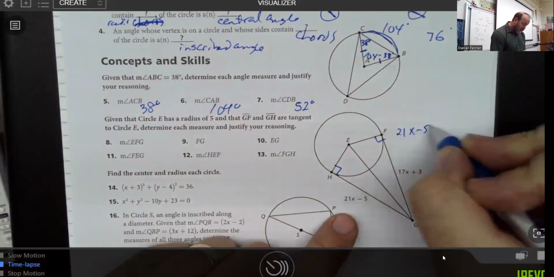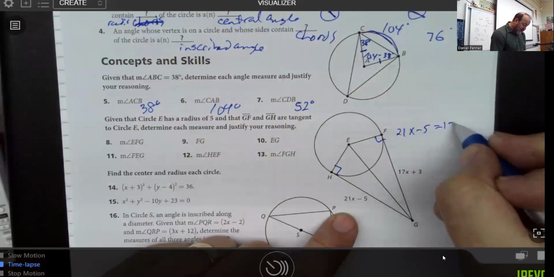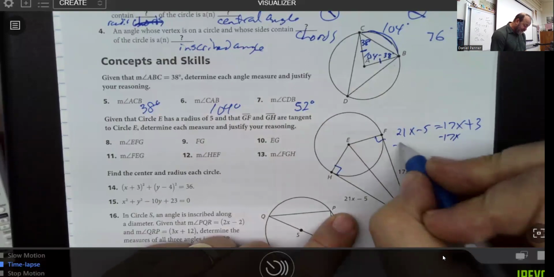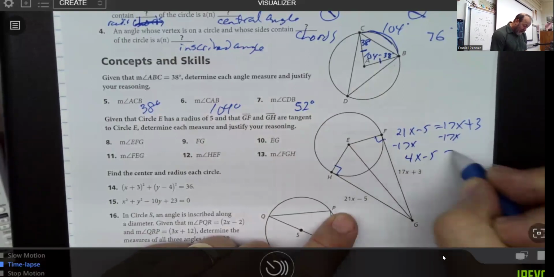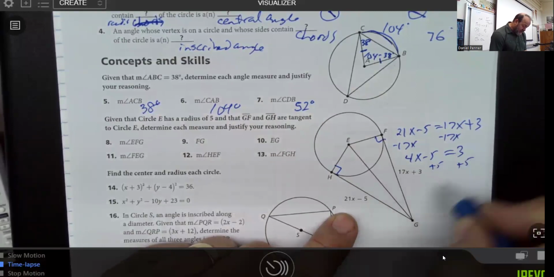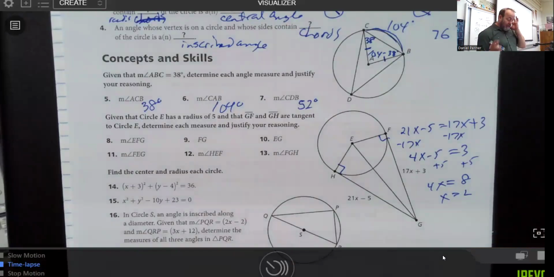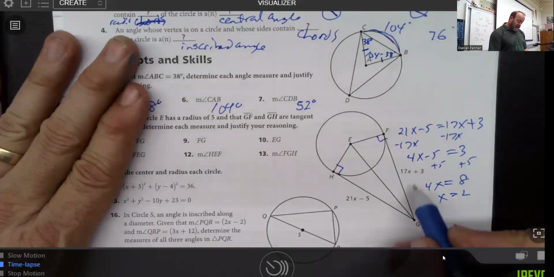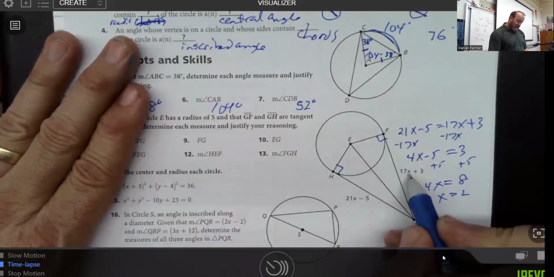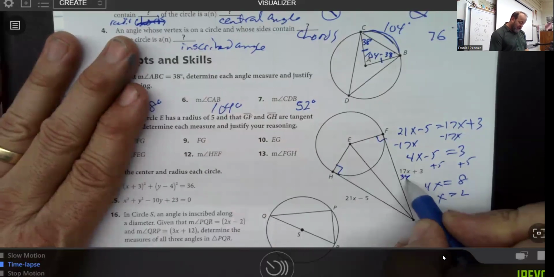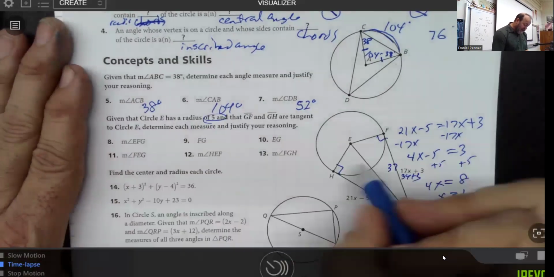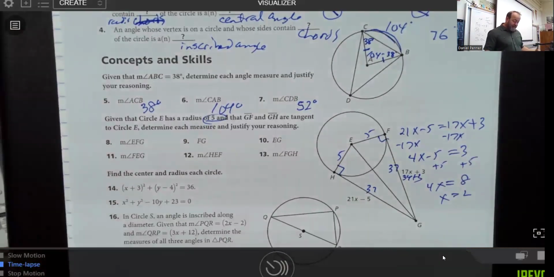So I know that 21x minus 5 is the same as 17x plus 3. So if I subtract 17x's, and I add 5 to both sides, I got that x is 2. And that's great, but that's not quite what I need. I need a little bit more of that. And if x is 2, I get 17 times 2 is 34, and 34 plus 3 is 37. And up here, it tells me that my radius is 5.